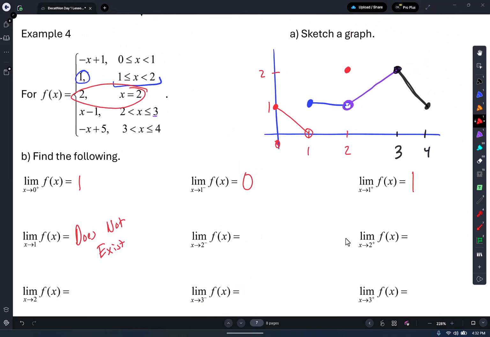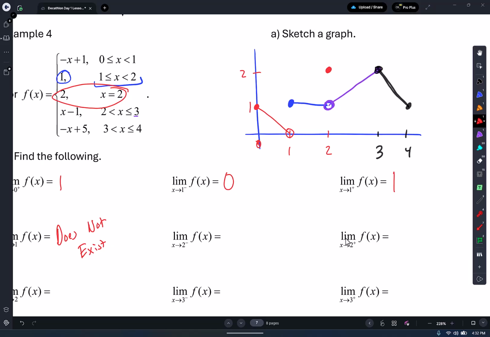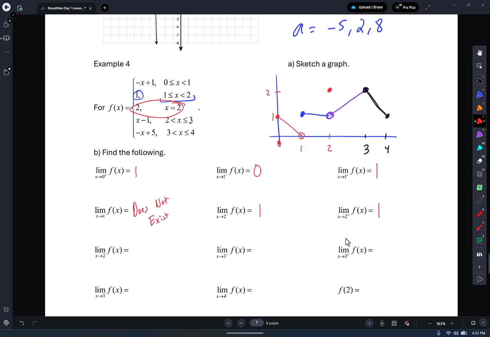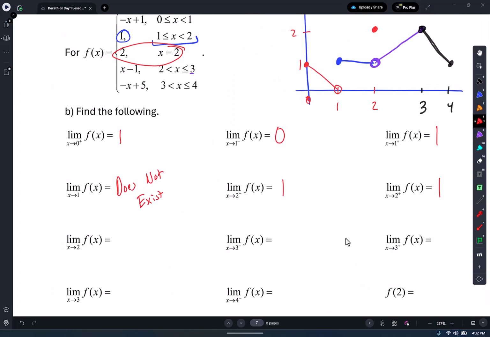All right, limit as x approaches 2 from the left. What is that limit, guys? 1. Limit as x approaches 2 from the right. Limit of f of x as x approaches 2 from the right. Here's 2. If I approach 2 from the right, I'm still converging at that same y value, which is 1. Do the left and the right match as x approaches 2? Yes. So I'm going to say the limit of f of x as x approaches 2 is 1.